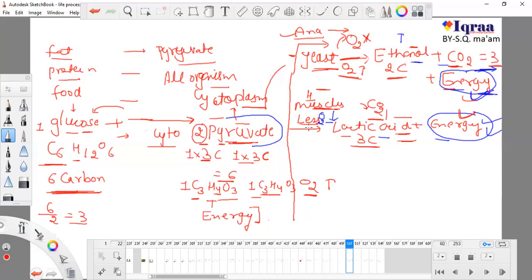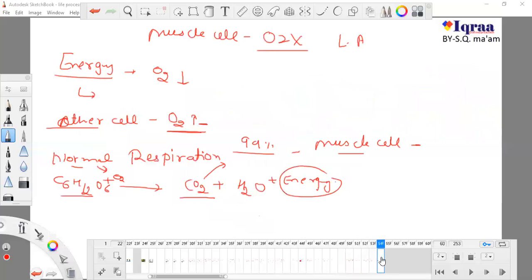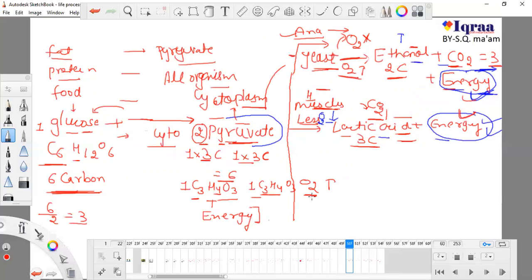But for humans there are two things: if there is a lack of oxygen, muscle cells will go for anaerobic respiration. And if there is oxygen, then definitely we love to do normal respiration, the respiration which has a high amount of oxygen, which can consume oxygen. So this oxygen-rich respiration occurs in mitochondria.